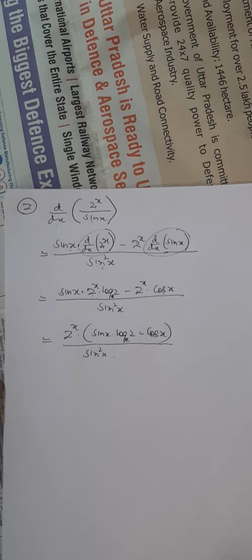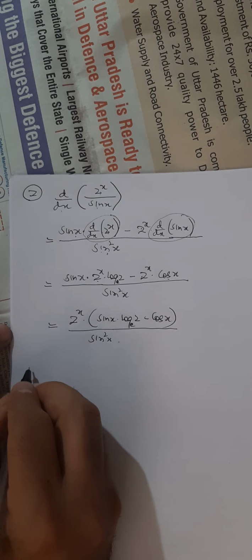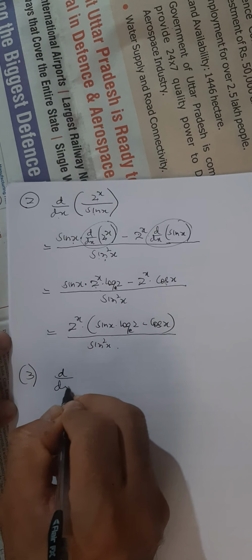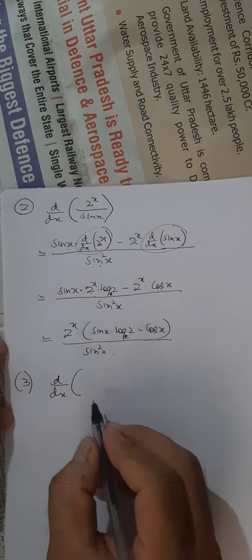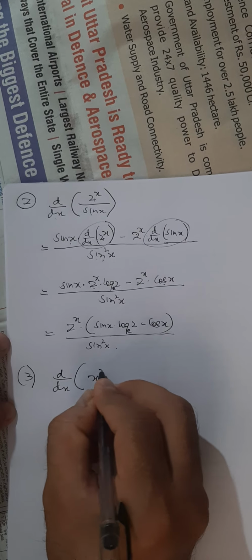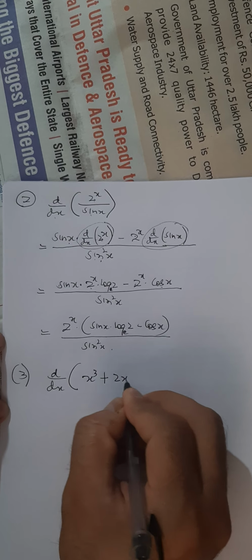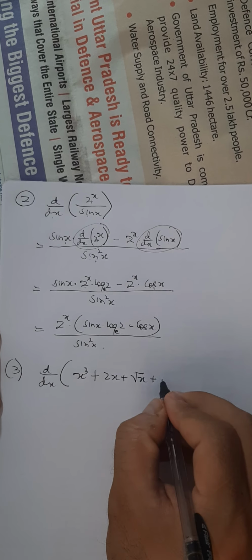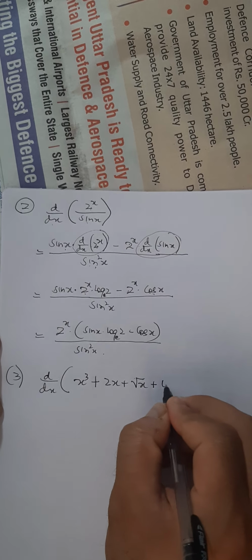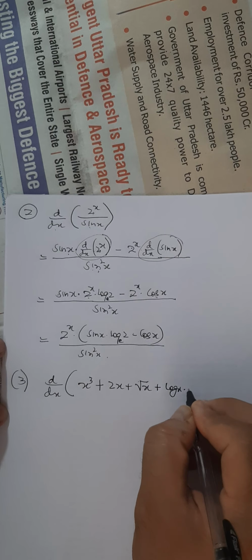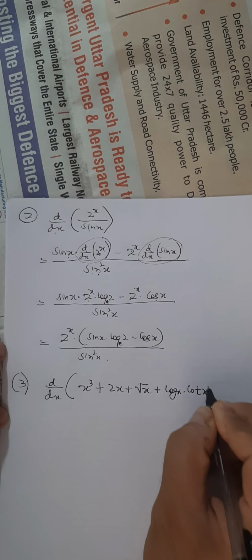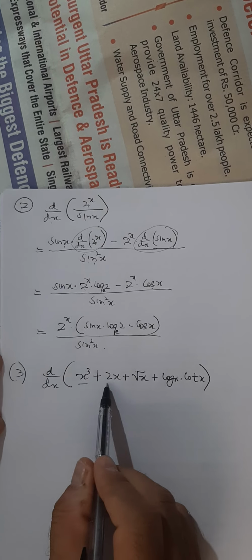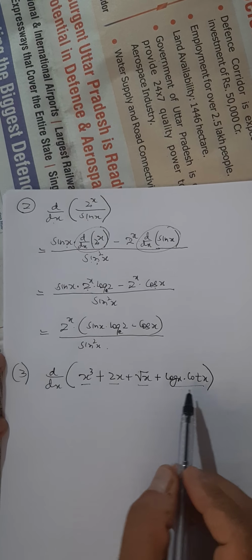I'll take one more example. Let's see. For example, we want d by dx of x cube plus 2x plus root x plus, let me write, log x into cot x. So there are 4 terms. Remember, 1, 2, 3 and 4.